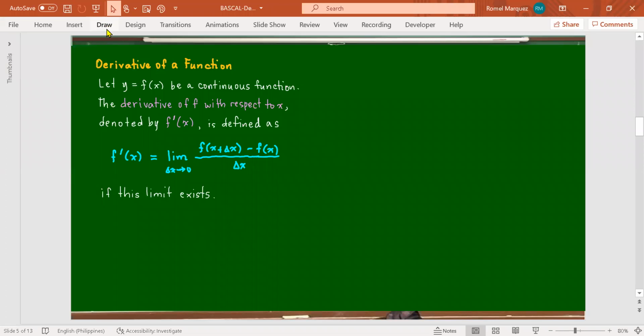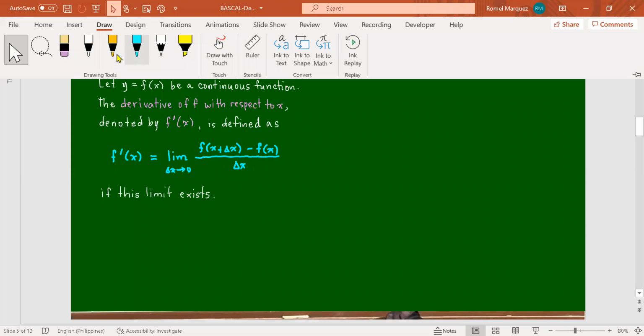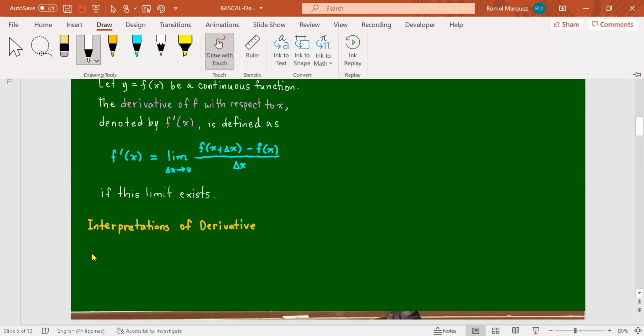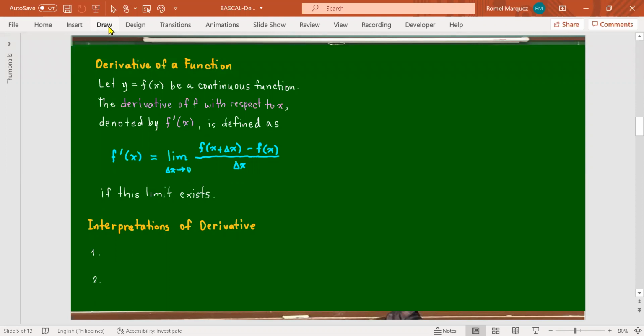So from our discussion, generally, how do we interpret derivative, guys? Interpretations ng derivative, general interpretations. It is a slope, no? Number 1, we have slope of the tangent line.